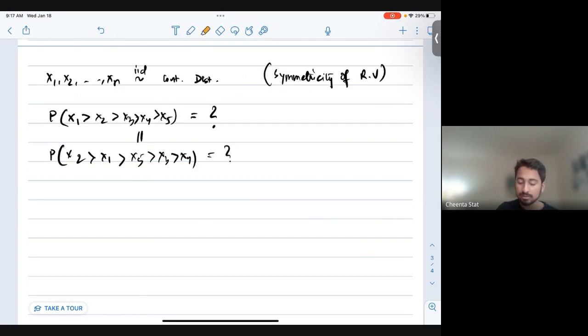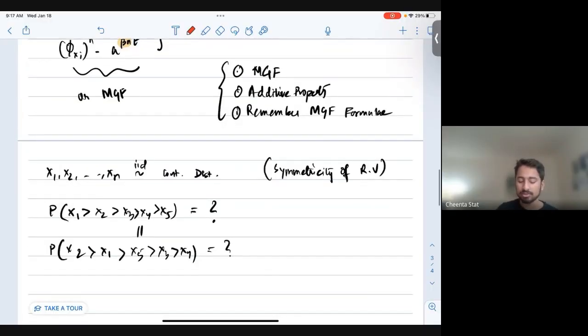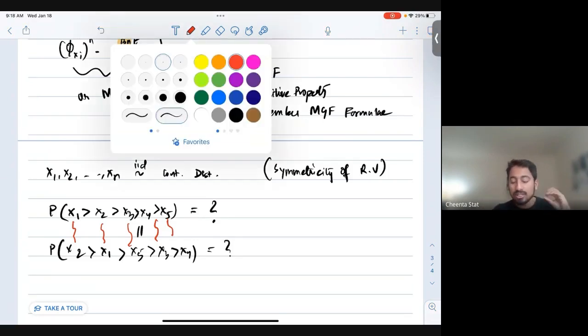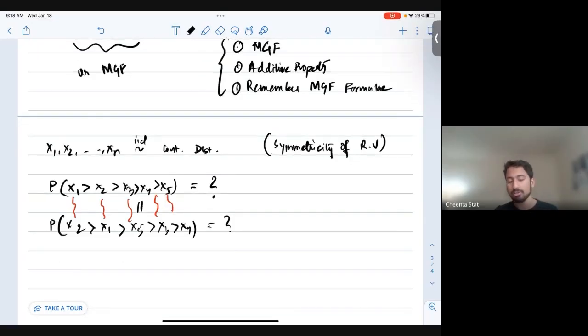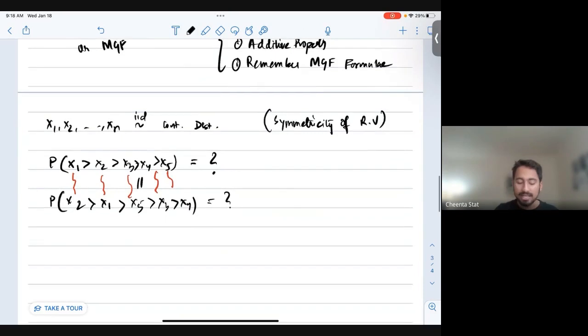Why? Because these are IID. The order does not matter. These are all behaving the same way. So if you just rename them, it's the same probability. It's a renaming of the whole thing, because they're IID and continuous. Continuity will not matter here, but IID is what makes the equality happen.